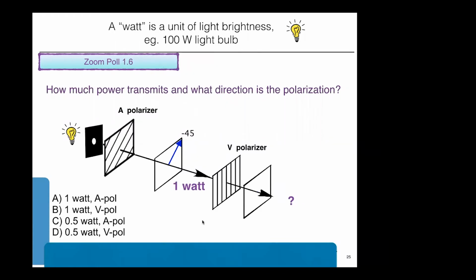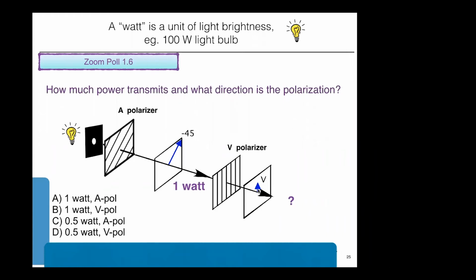Okay, so a number of you still held to the idea that the light here would be A, but that is not correct. The light here is V, because although it was A coming in, if you decompose it into V and H, the H part is blocked by this V polarizer. And so what comes through is only the V component. So think about that. There it is, V.